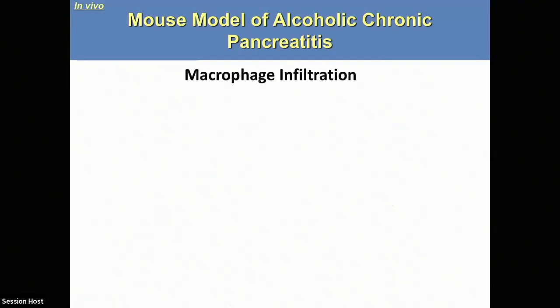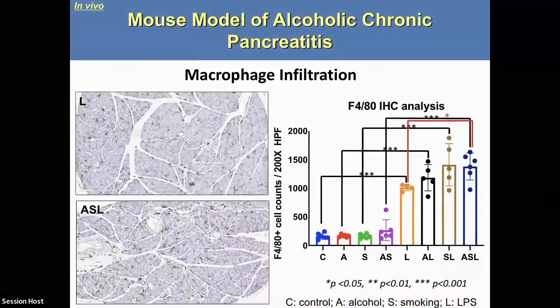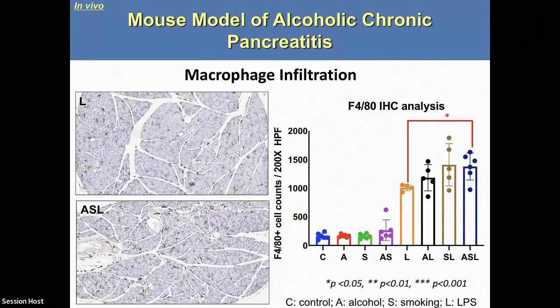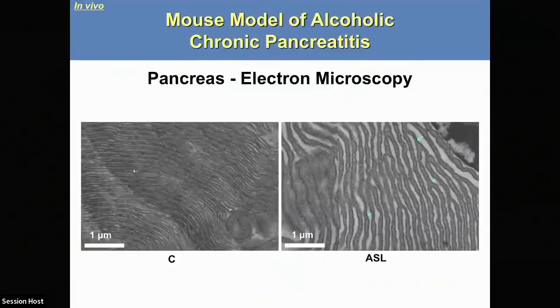We have found in our model that the triple combination of alcohol, smoke, and LPS produced the most histological injury. For the interest of time, I will only show you the macrophage data. We have found that it appears LPS drives the macrophage infiltration in the pancreas. However, the important finding is that alcohol and smoking further increase the macrophage infiltration compared to LPS alone. We also found that alcohol and smoking increase the ER stress in our animal models.